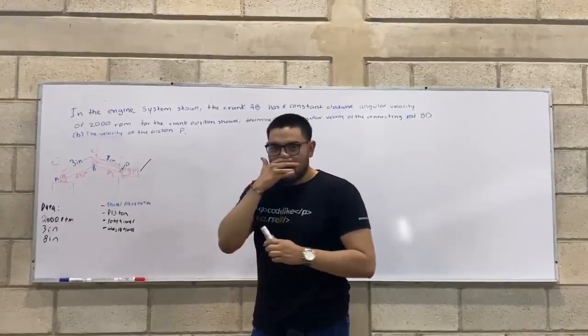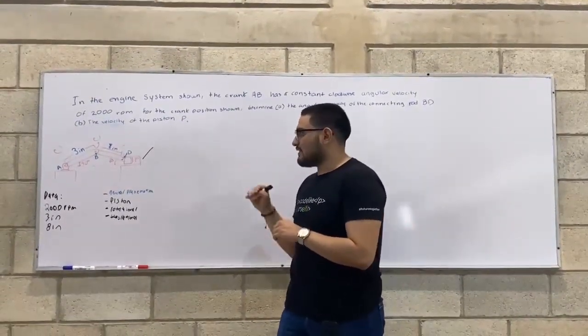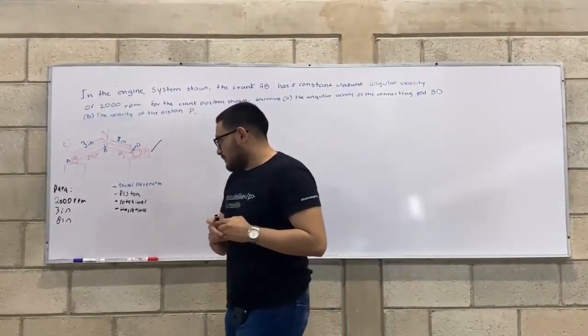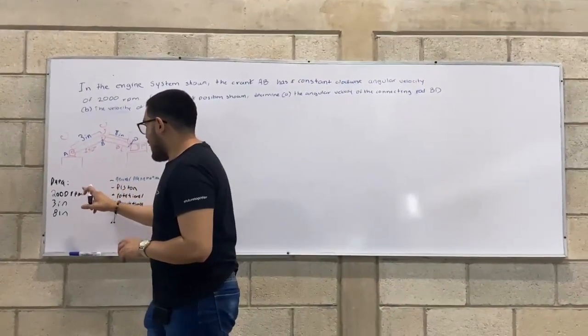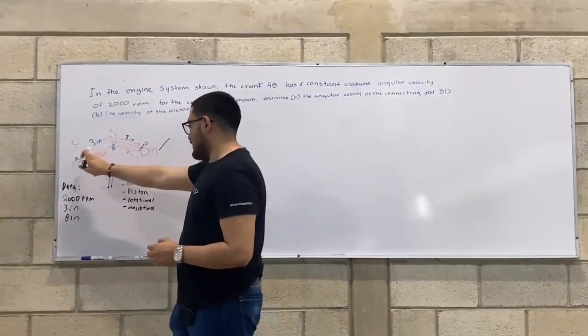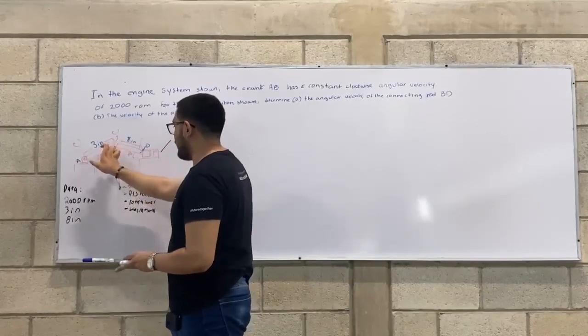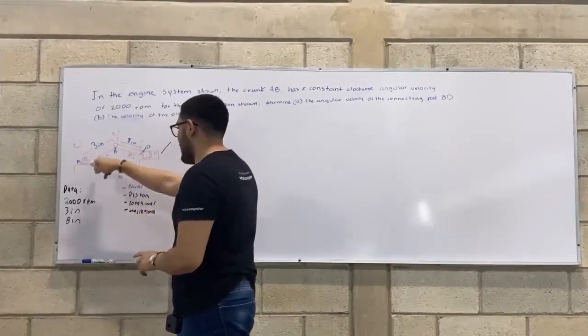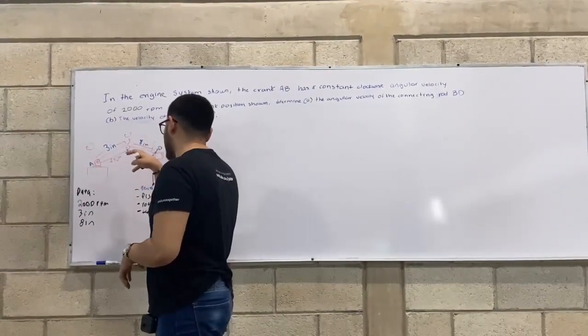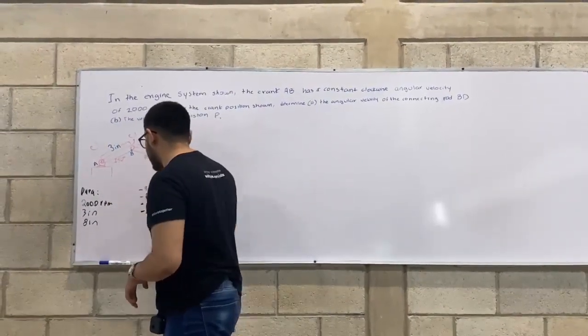We have to check the list of the data that the problem provides. First, we have 2000 rpm. We have the size of the rod AB, which is 3 inches, and the rod BD, which is 8 inches.